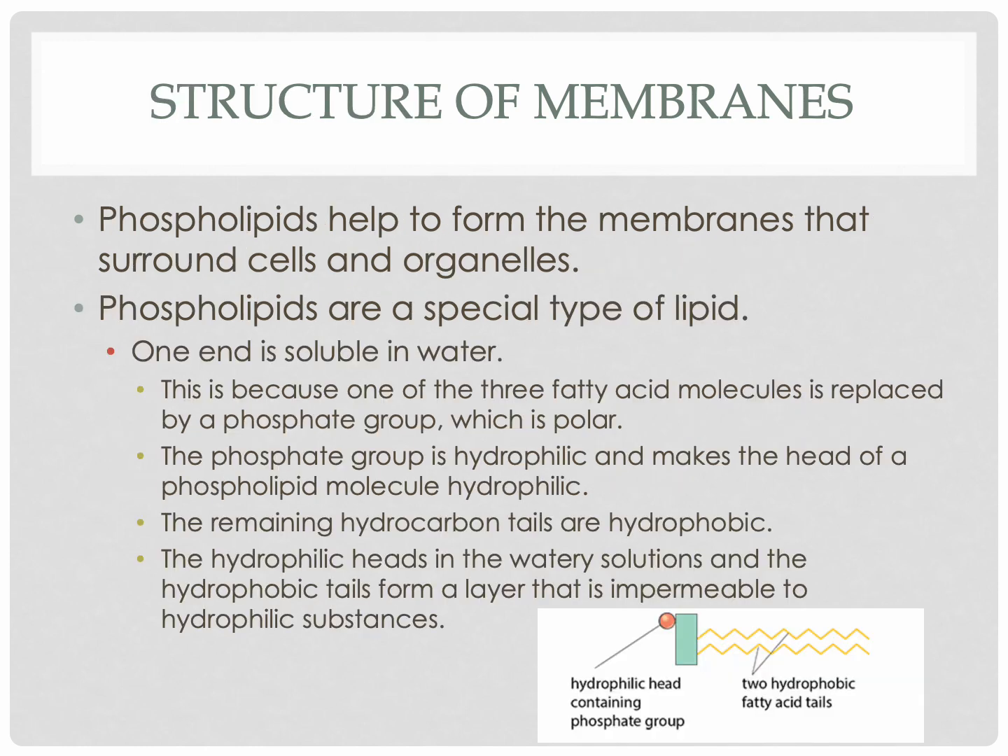Taking a look at the structure of membranes, phospholipids help to form the membranes that surround the cells and organelles. Phospholipids are a special type of lipid. One end is soluble in water. This is because one of the 3 fatty acid molecules is replaced by a phosphate group, which is polar. The phosphate group is hydrophilic and makes the head of the phospholipid molecule hydrophilic. The remaining hydrocarbon tails are hydrophobic.